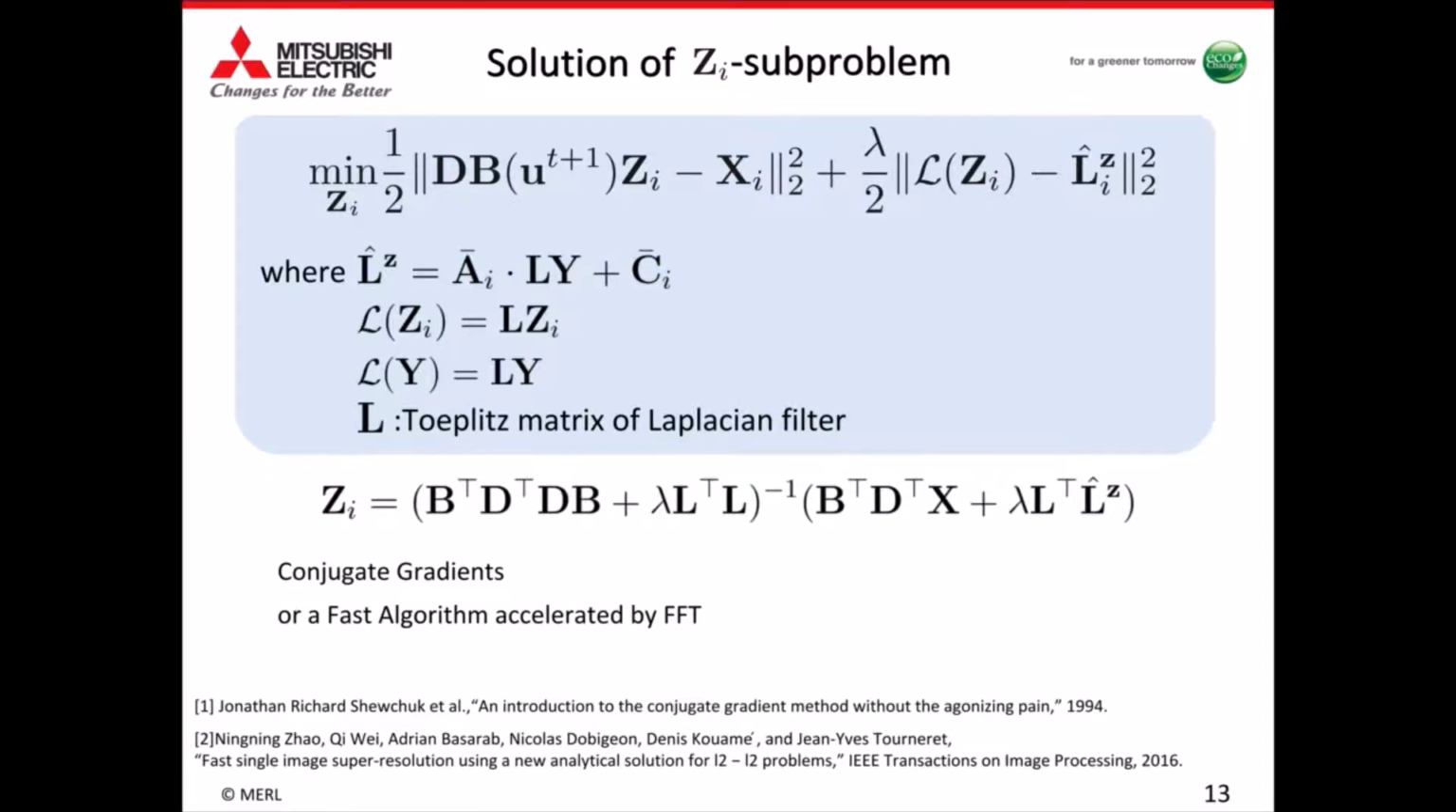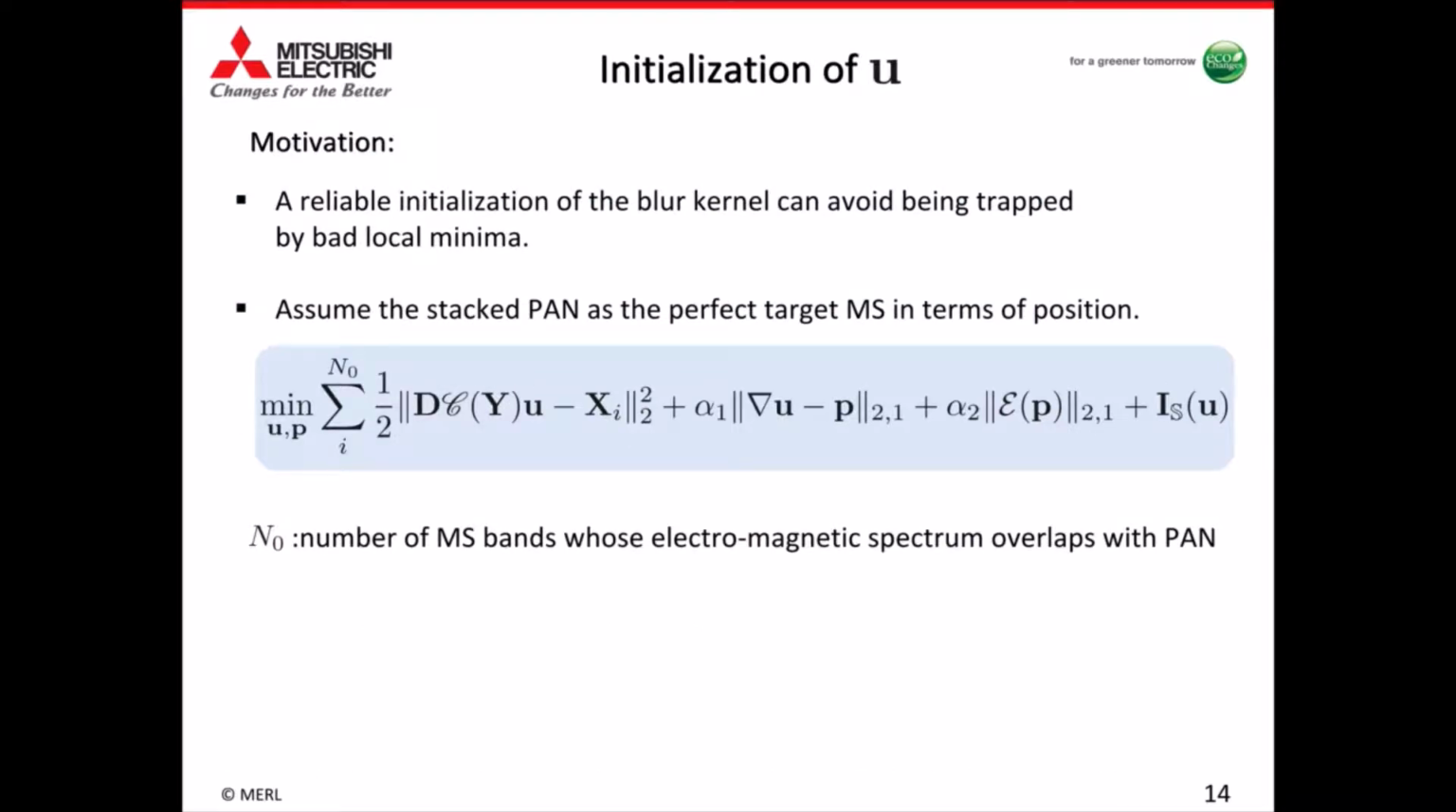Notice that the initialization of the blur kernel is also very important because it can avoid being trapped by bad local minima. Here we take the stacked panchromatic image as a perfect target multispectral image in terms of position, and we use it to solve the initial blur kernel. This is quite helpful, especially when the misalignment is very large.